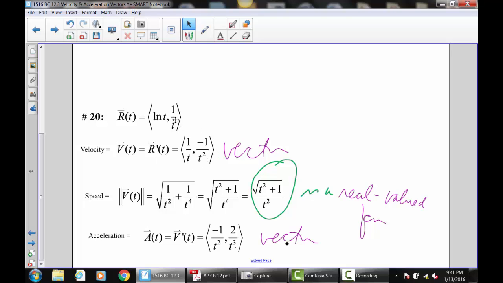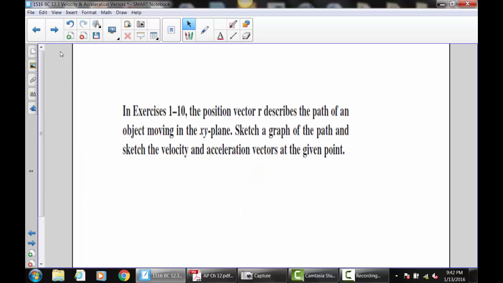This is, again, something you've already done. The derivative of 1 over t is negative 1 over t squared, so that'll happen for the x component. And then this is negative t to the negative 2, which is positive 2t to the negative 3. Okay, so not very difficult to do.